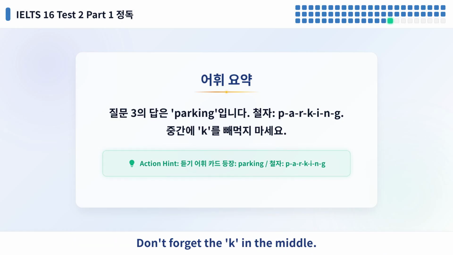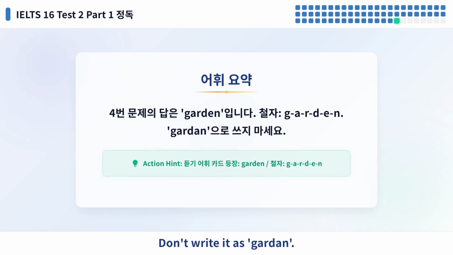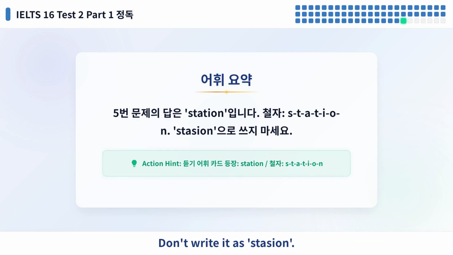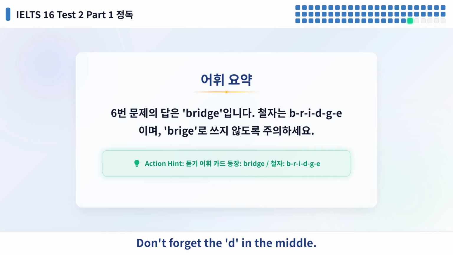The answer for question 4 is garden. Spelling G-A-R-D-E-N. The answer for question 5 is station. Spelling S-T-A-T-I-O-N. The answer for question 6 is bridge. Spelling B-R-I-D-G-E. Don't forget the D in the middle.